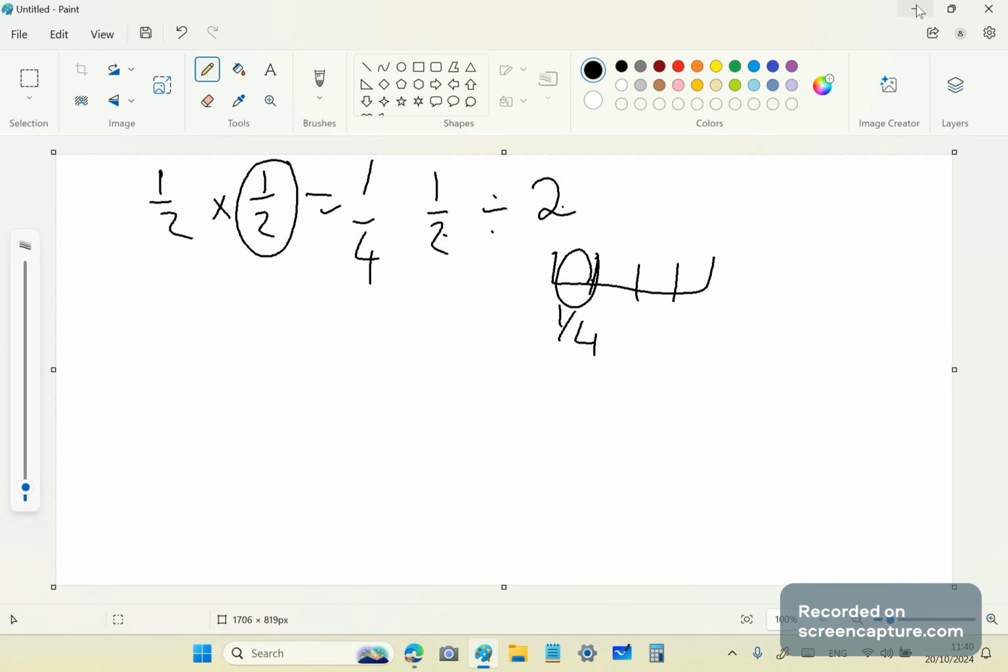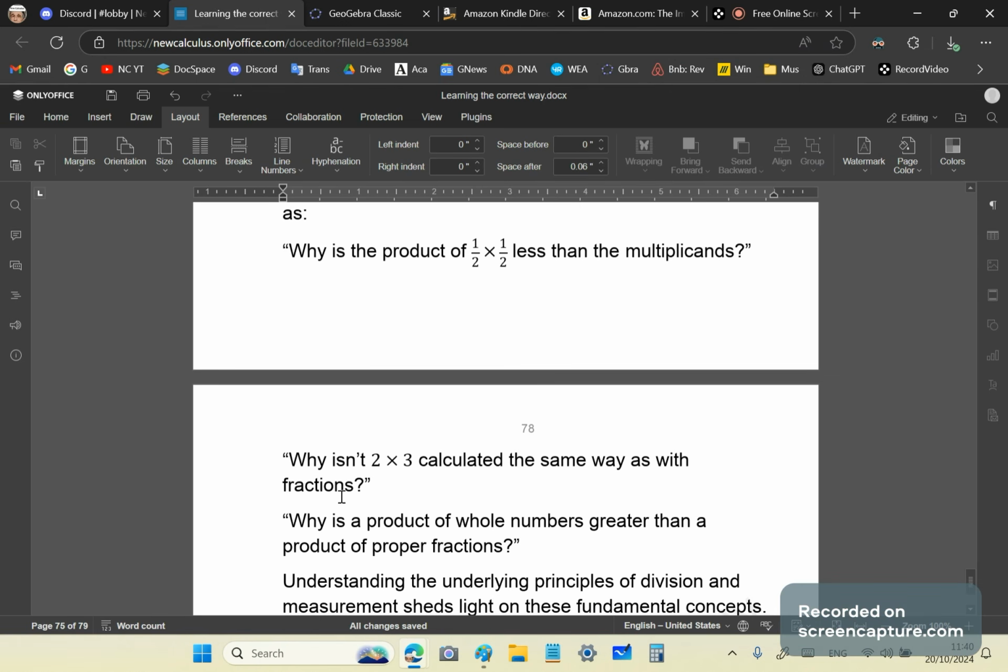I answer a lot more questions. I answer questions like, why isn't 2 times 3 calculated the same way as with fractions? Actually, the answer is, it is, but why? And why is the product of whole numbers greater than the product of proper fractions? And many, many other questions.